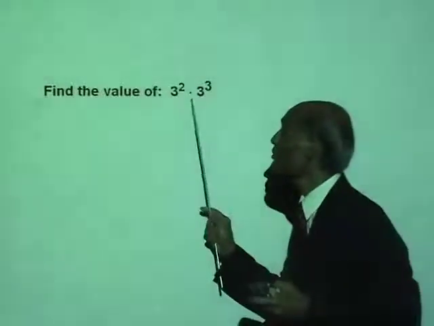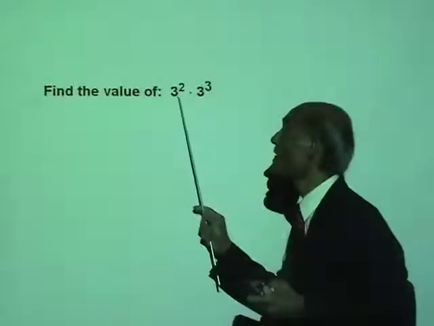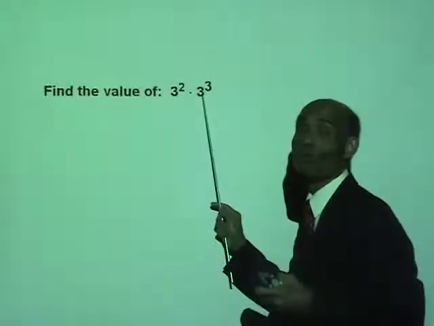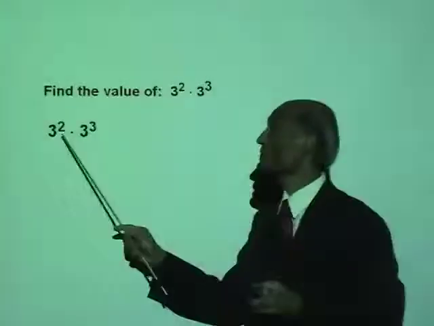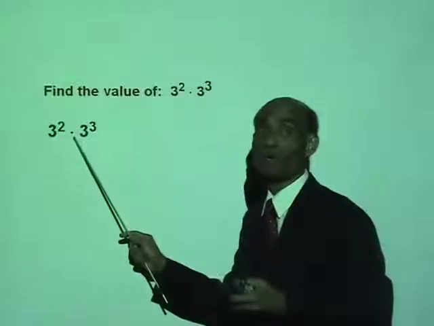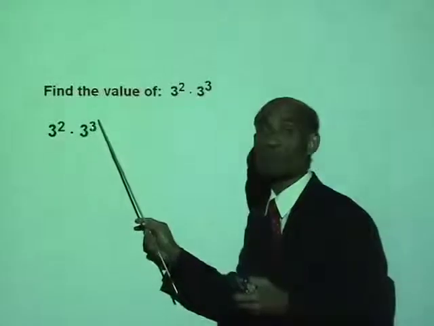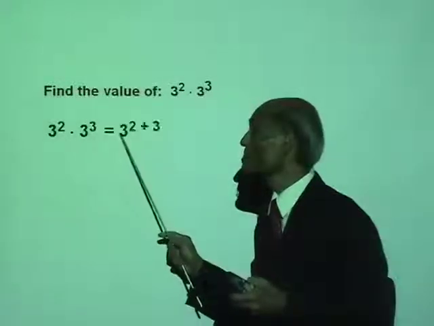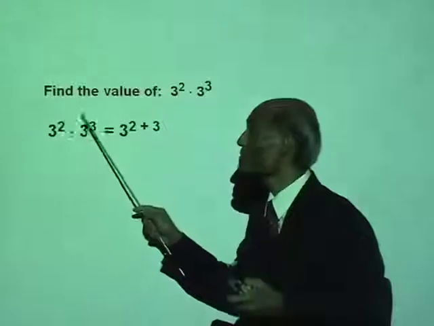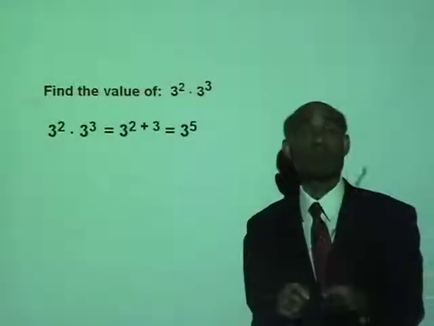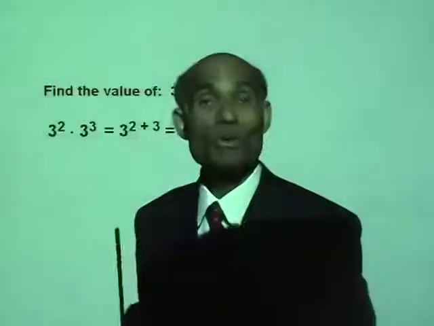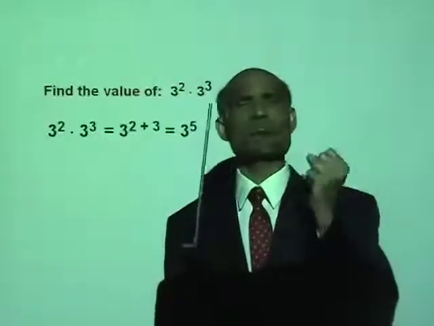When expressions with the same base are multiplied, all you need to do is add the exponents. So 3 to the power of 2 multiplied by 3 to the power of 3 is equal to 3 to the power of 2 plus 3. That is equal to 3 to the power of 5. Can you work it out for me? What is 3 to the power of 5?